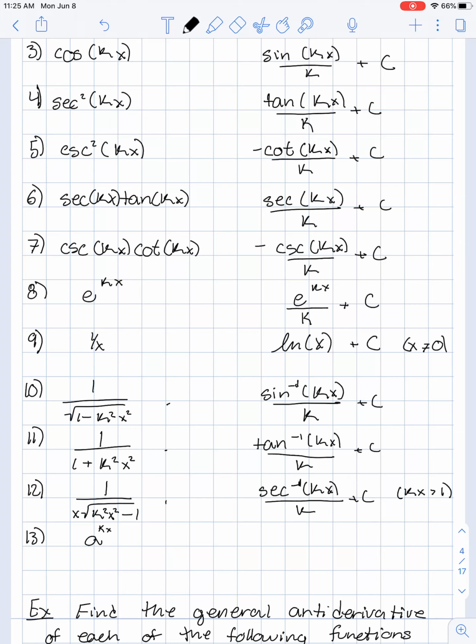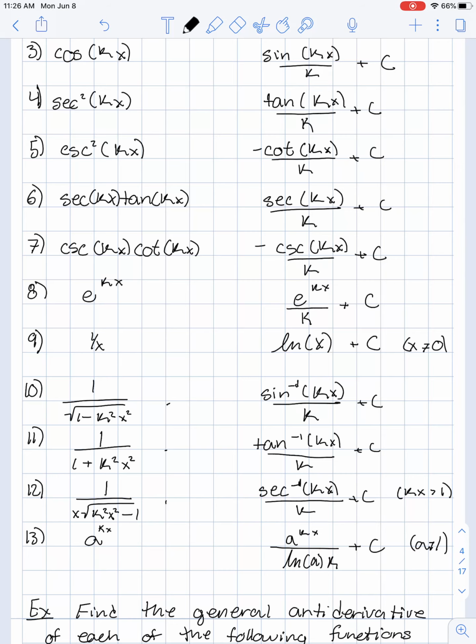So now, I don't know why in the book they left a to the kx alone. It made me really sad. Its derivative, remember, we multiply by ln of a. And so for the antiderivative, we're going to still keep a to the kx, just like we did with e to the x. And now we're going to divide by ln of a. And also we're going to divide by k, just because that's what we've been doing. Plus a big C. All right? And a here does not equal 1.